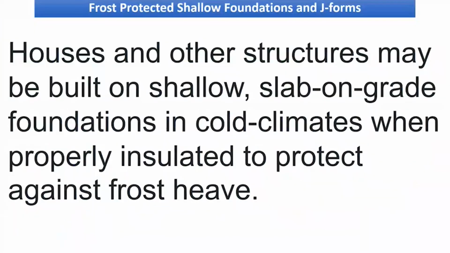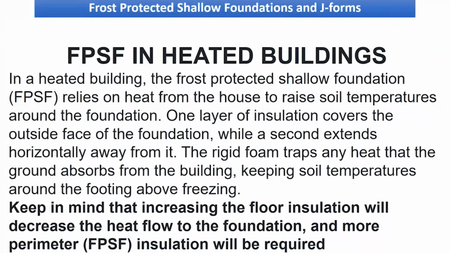Houses and other structures may be built on shallow slab-on-grade foundations in cold climates when properly insulated to protect against frost heave. In a heated building, the frost-protected shallow foundation relies on heat from the house to raise the soil temperatures around the foundation. One layer of insulation covers the outside face of the foundation while the second extends horizontally away from it. That's essentially what we see in the conventional wing insulation, and I'll share a detail on that in a minute.